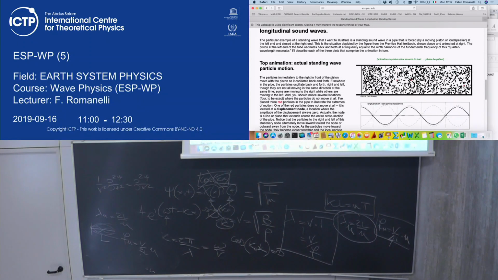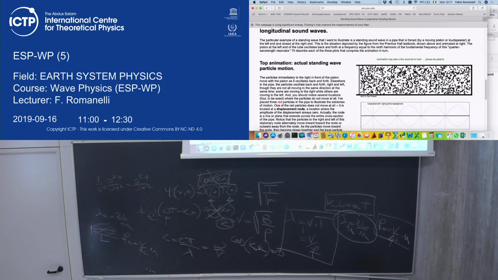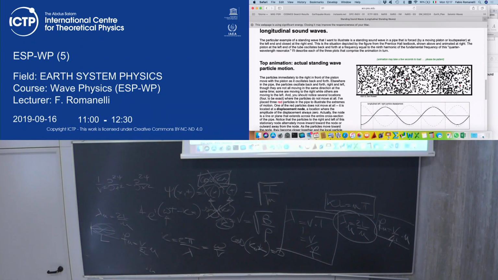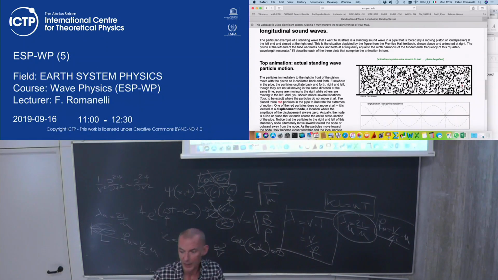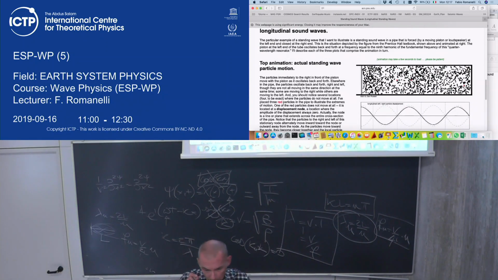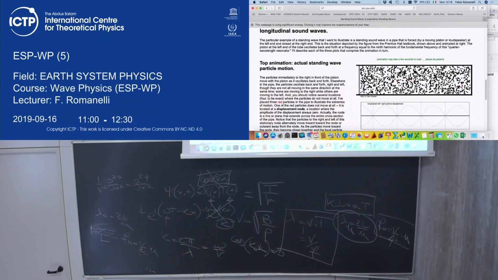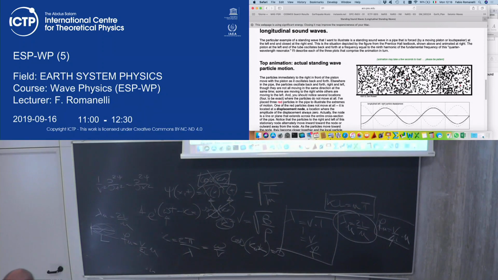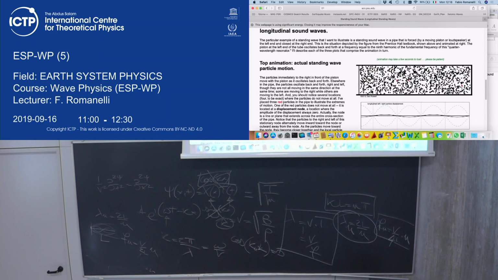Now let's give a look to the animation. The particles. What is the difference between this one and the one that we have been admiring during the last lectures? Well, now all the particles of the system are oscillating with the same frequency, right? Good. As before. But wait a second.